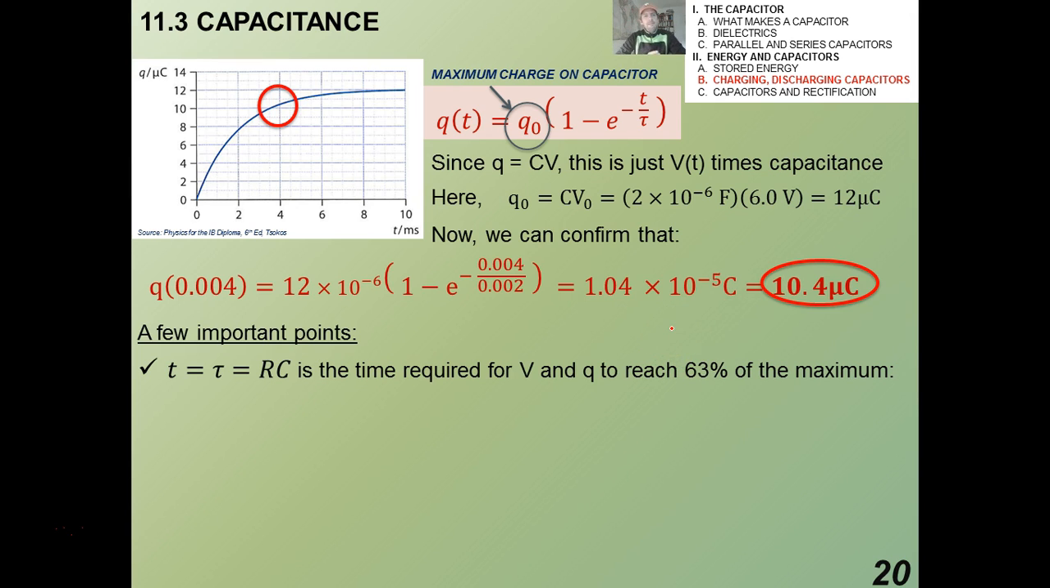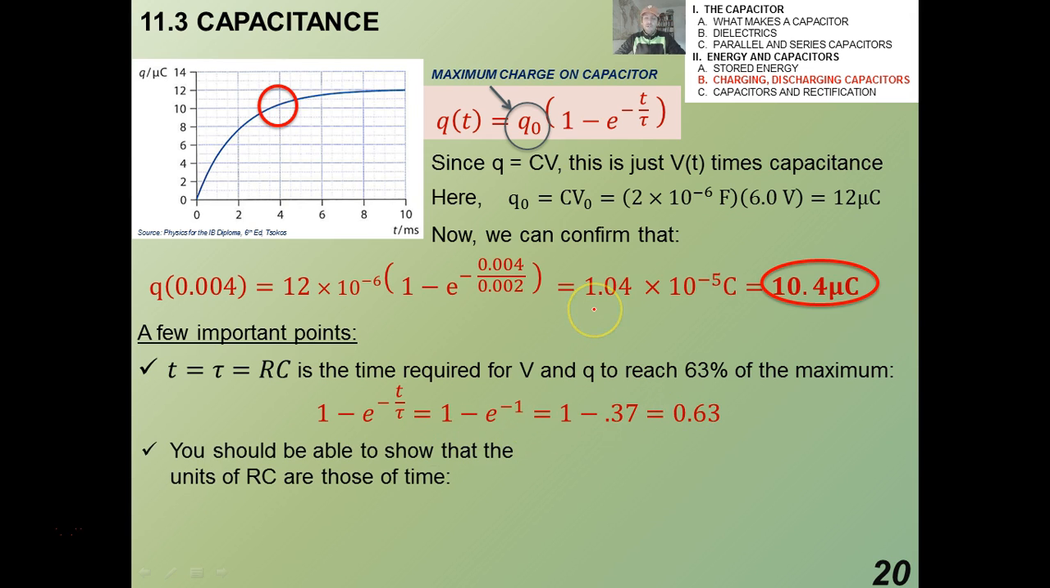A couple of very important points, all right? Tau is the time required for the potential difference and the charge on the capacitor to reach 63% of the maximum. And we can see this, and I hope that your mathematics with natural logs is sort of up to date here. We can see that because of this factor that we use to multiply the maximum charge and the maximum potential difference. You can see that if t equals tau, then this exponential becomes a negative 1, and it ends up being 0.63, okay? You should be able to show also that the units of tau are those of time, okay?